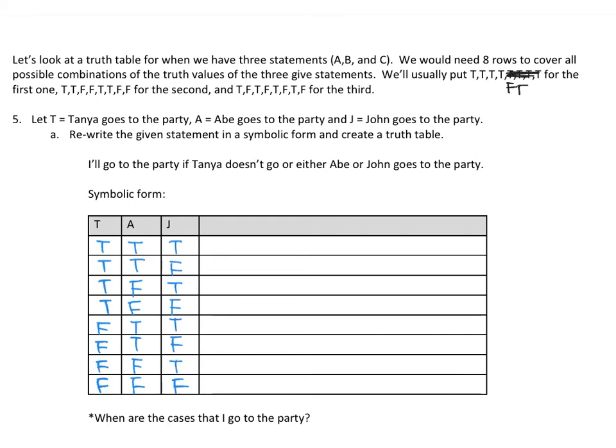This is to ensure that I cover every case. So look at the first row. TTT means Tanya goes, Abe goes, and John goes. The second line, Tanya goes, Abe goes, but John is false. That means John's not going.